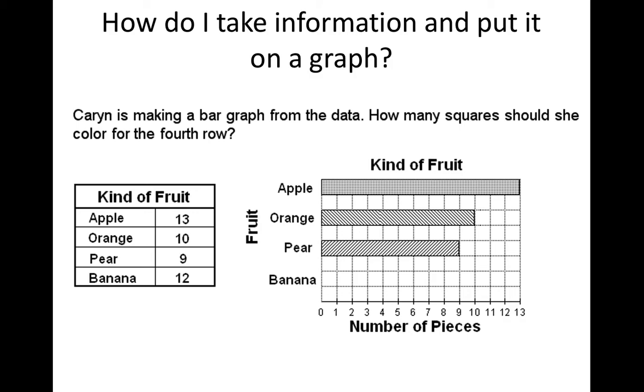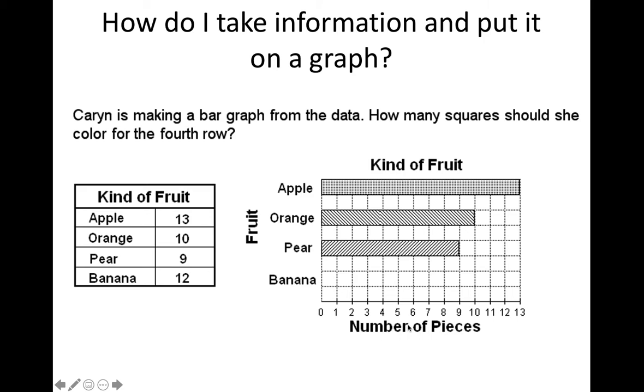Here's another practice problem. This says Karen is making a bar graph from the data. How many squares should she color for the fourth row? So over here, we're comparing 4 types of fruits. Kind of fruit, which is the title. You could see it over here. Here are the 4 types of fruits: apple, orange, pear, banana, and the number of fruits or pieces, or you could say how many.